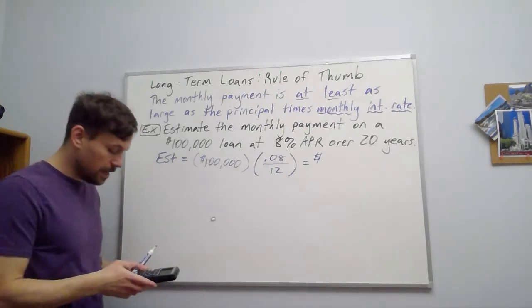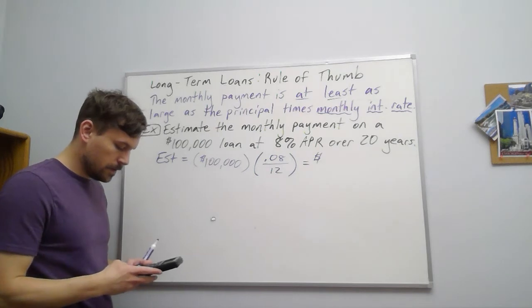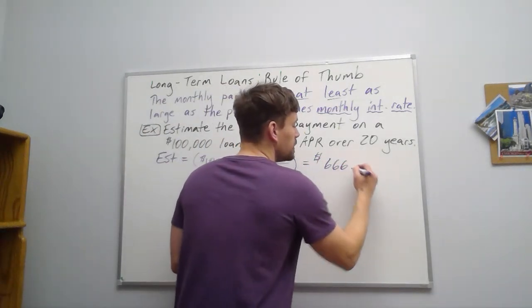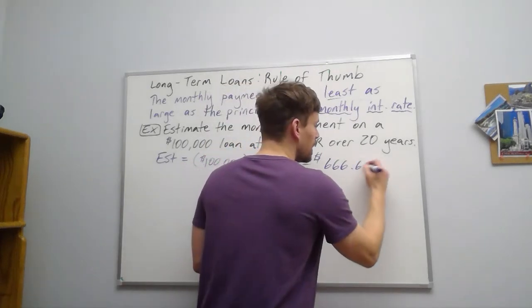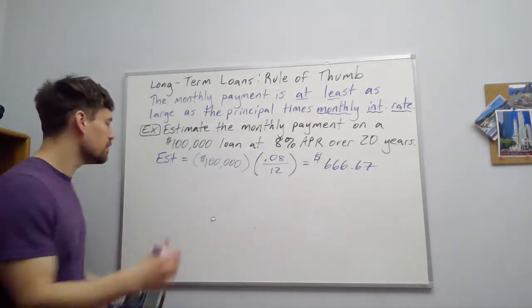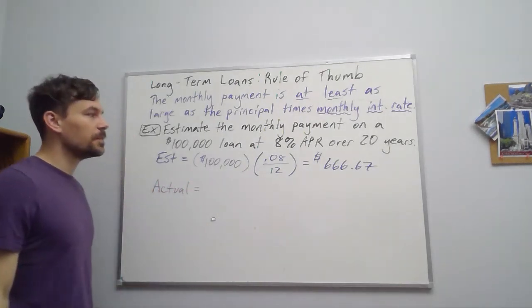So if we do that, we end up getting $666.67. Again, this is just an estimate. The real value, if we wanted to find the actual value, this would be something that we could use the TVM solver for.